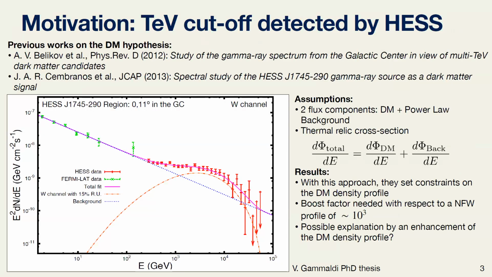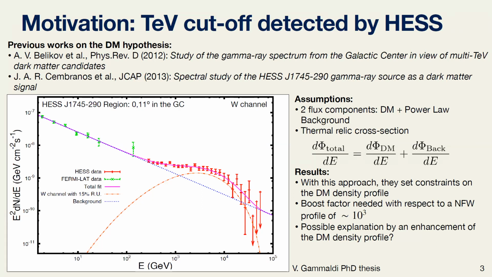So the motivation first is the TeV cutoff detected by H.E.S.S. There are two main works within this hypothesis, Belikov et al. and Zembranos et al., which assume the region of about 0.11 degrees in the galactic center, HESS J1745-290, which corresponds to Sagittarius A*.